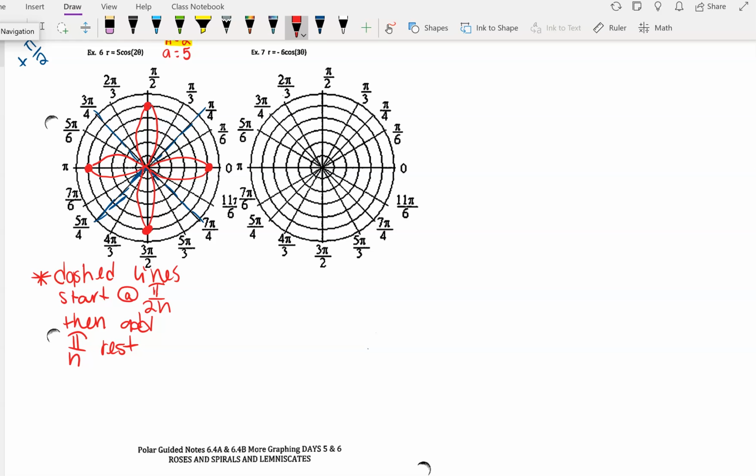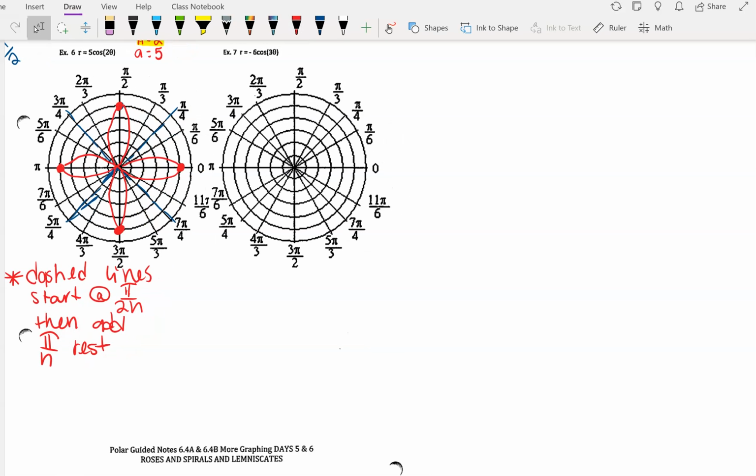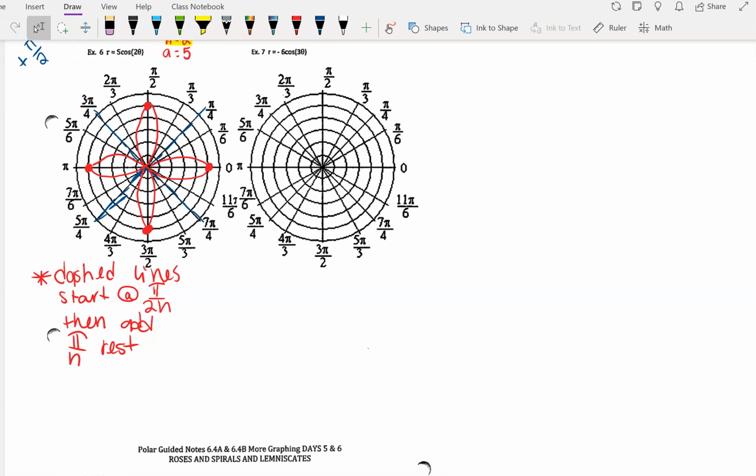Alright, and that's what my graph should look like. Keep in mind, I didn't draw them this way, but these all should meet at the pole there at the center. They're all connected, all those petals are. Alright, so let's move on to the next one.